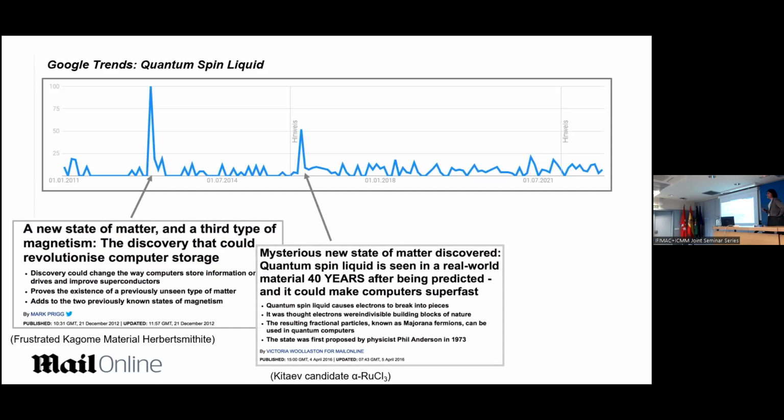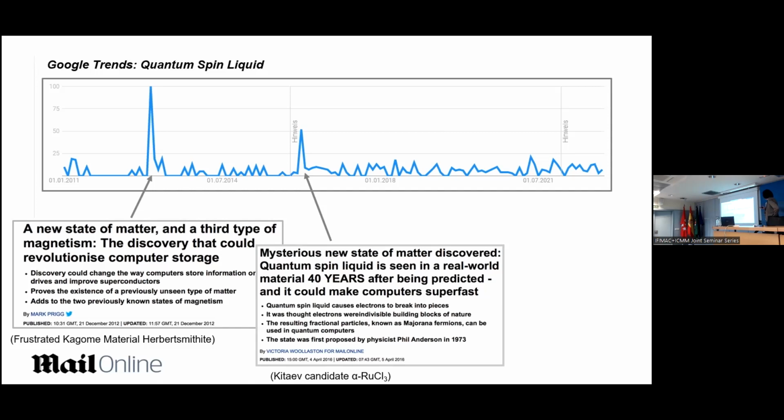So this was Phil Anderson, and it could make computers super fast. And then it says things like, it was thought electrons were indivisible building blocks of nature, but now you can break them, and so forth. You want to be very careful, because this concept of breaking the electron is only a concept that you can do in an interacting system. So it's a collective effect. You will never get that in vacuum.